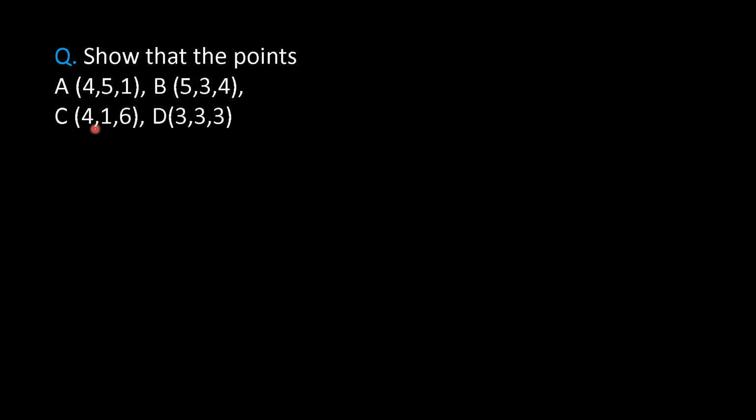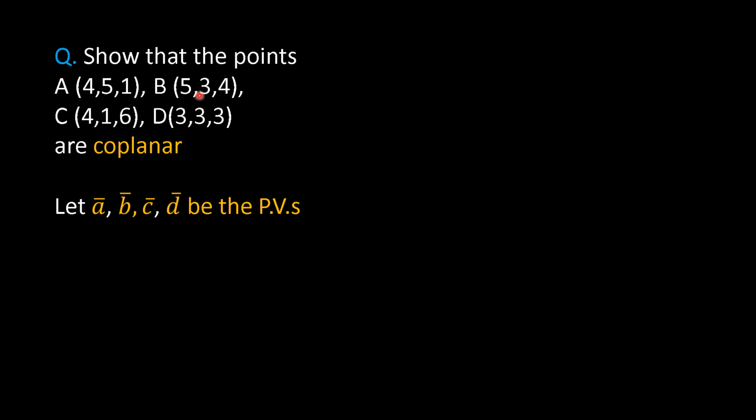Show that the points A(4,5,1), B(5,3,4), C(4,1,6) and D(3,3,3) are coplanar points. From the given points, we will write the position vectors of these points and assume that a bar, b bar, c bar and d bar be the position vectors of these 4 points.